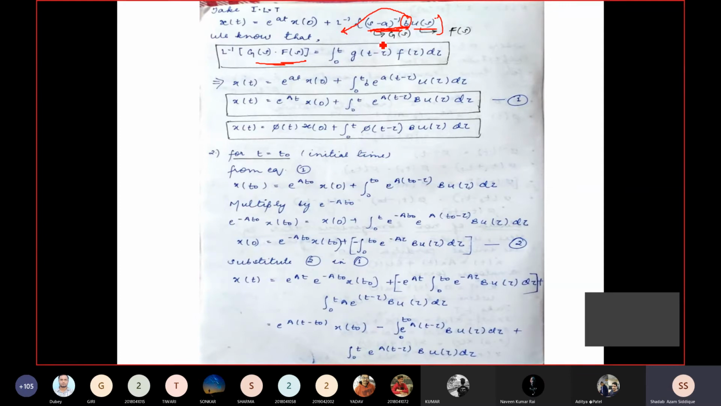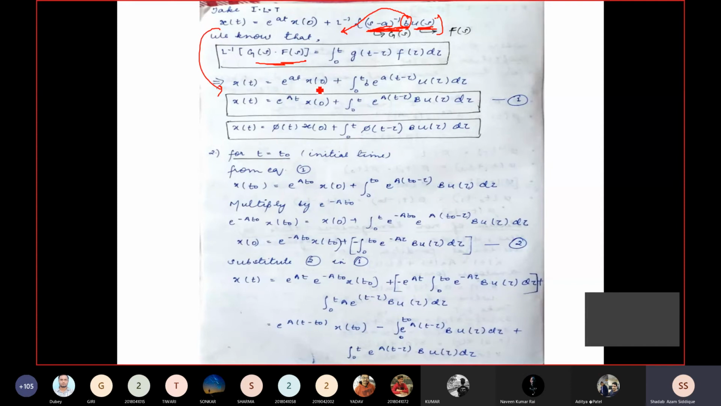Okay, so b is a constant, so we are not focusing on that, because this is a function of s, and this is also a function of s. So we just try to take the Laplace inverse. So how can we write the Laplace inverse? This Laplace inverse can be written as g(t minus tau) f(tau) d tau. Okay. So now we can simply represent x of t as this equation.